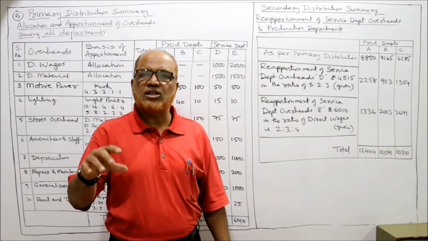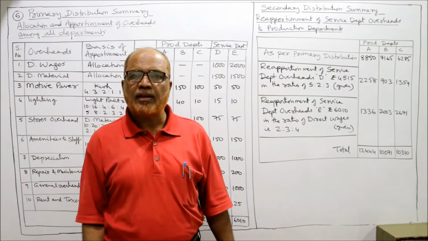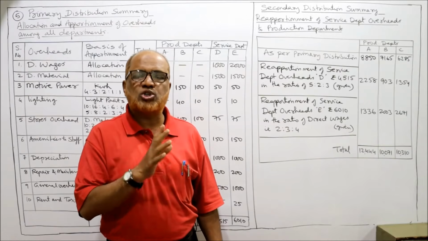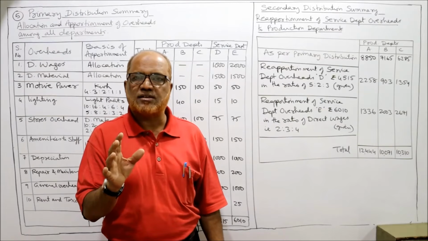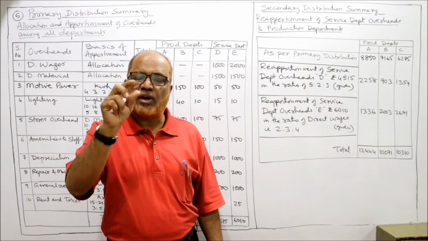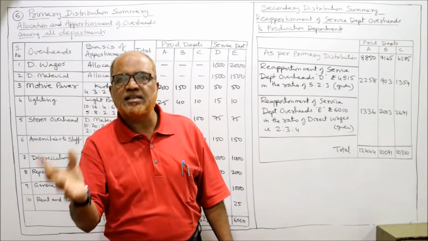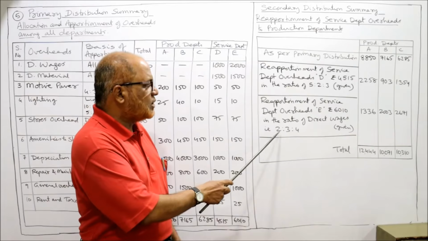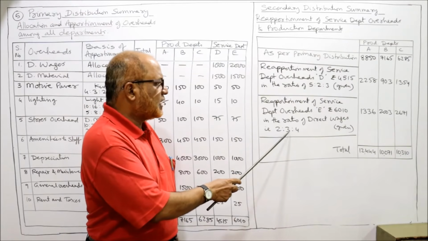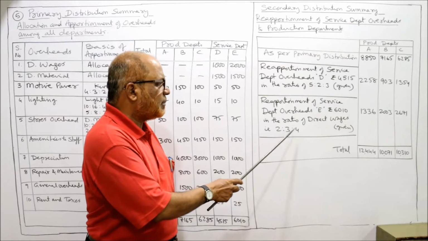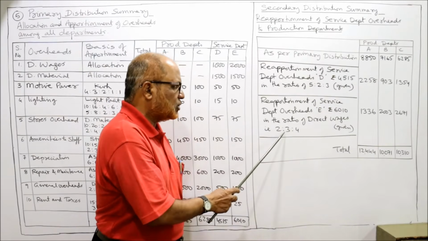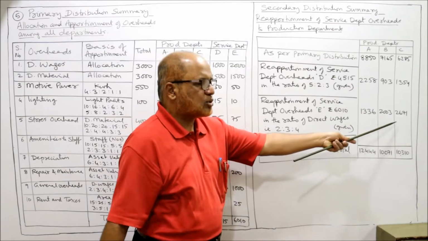The last sentence of the problem has specified that the service department E should be apportioned in the ratio of direct wages. So see what are the direct wages for A department, B department and C department. Only three departments. So the ratio of the ABC departments is 2:3:4. So 2 plus 3 plus 4 is 9. 2 by 9, 3 by 9, 4 by 9. 6010 into 2 by 9, 6010 into 3 by 9, 4 by 9. You will get these values.